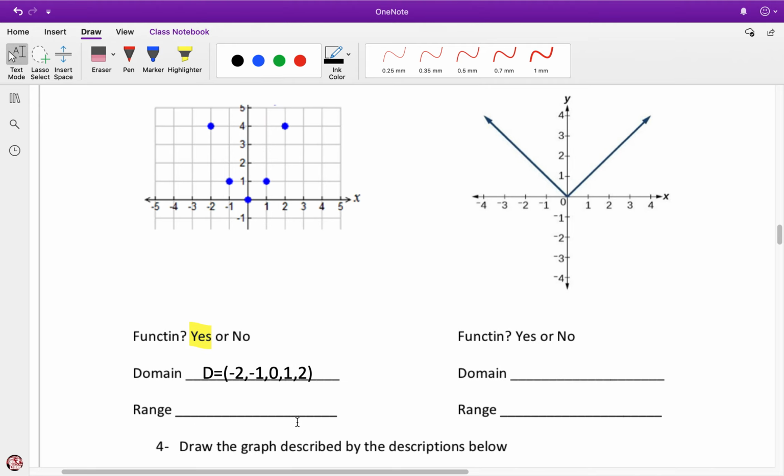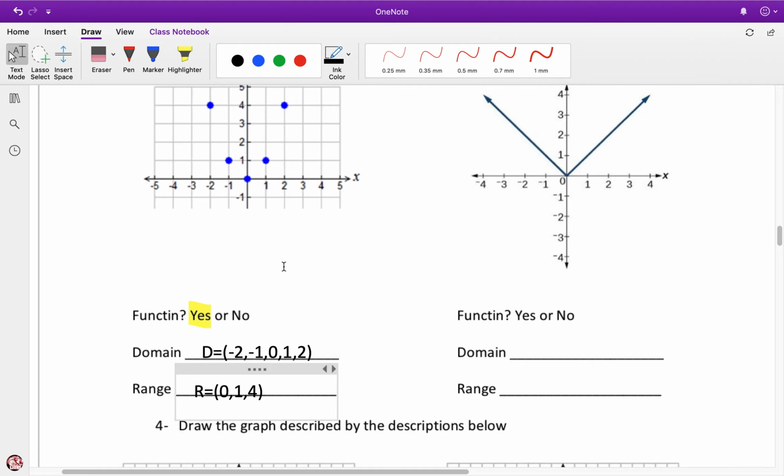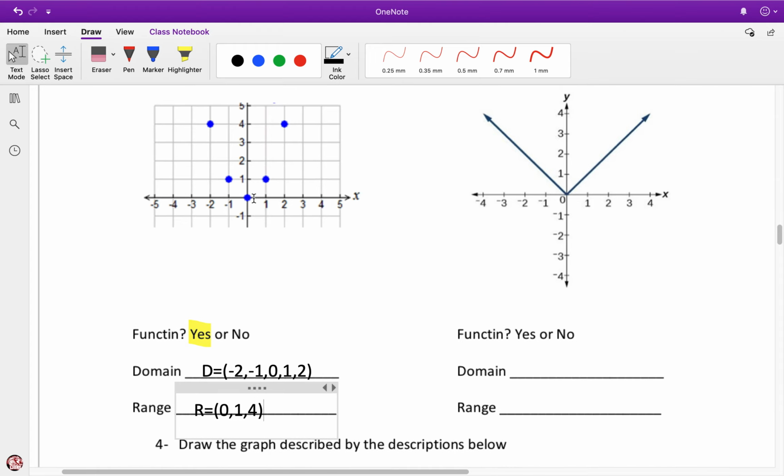Then for the range, I have to list the points again. So for the range, I'm going to list 0, 1, and 2. Oh, sorry, and 4. There we go. 0, 1, 4. And we're good to go. I don't have to list 1 and 4 again because they're shared.